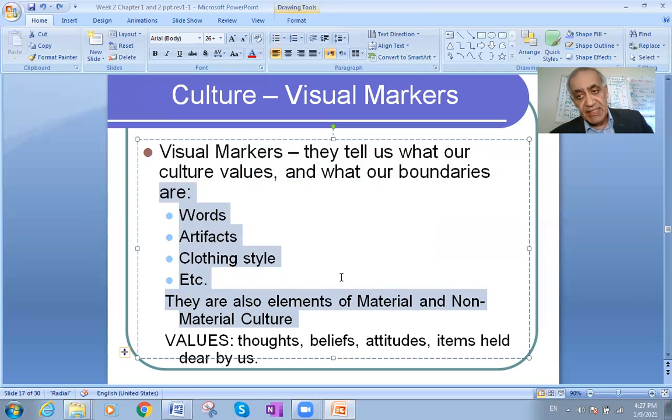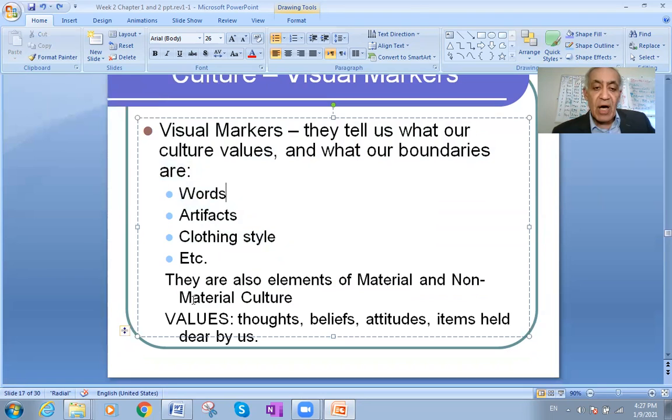How about the values? Values are the thoughts, beliefs, and attitudes held by us, and we like it and we approve it. Those are all together: we like it and we approve it.